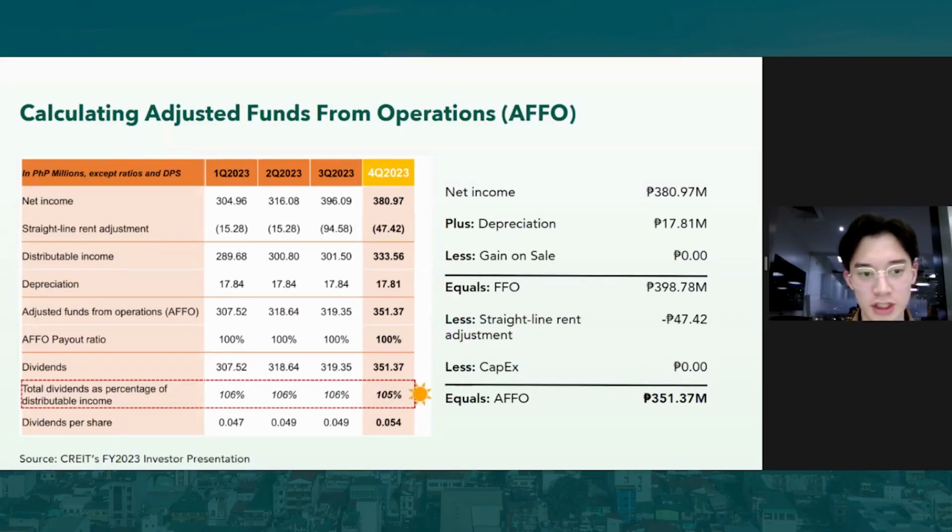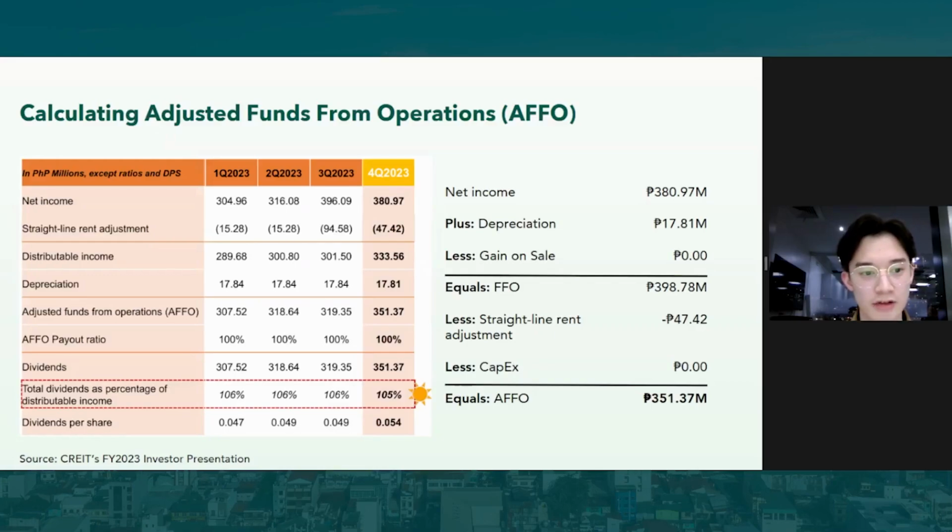Now, if you look closely, you'll notice that the amount of dividends distributed is 100% of its AFFO. This is a reason why C-REIT can distribute 106% of its distributable income, because its AFFO provides a more accurate measure of cash, which matches the amount distributed as dividends to shareholders. So that's why it can do that, because their dividends are the exact amount of their AFFO. Yeah. But they do have their drawbacks.